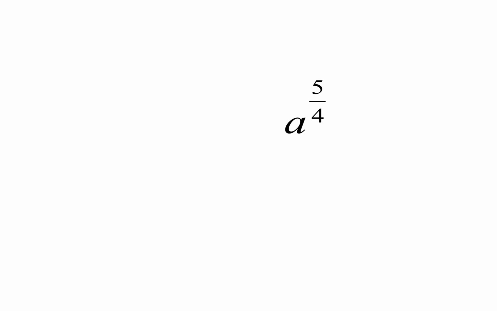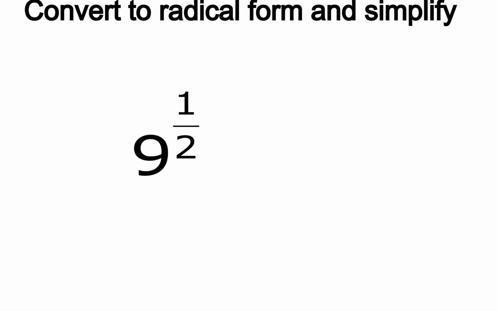For the next one, I have this to be my in. I have the 4 to be my out. So I have the radical of a to the 5th and 4 outside. So it's going to be the 4th root of a to the 5th as my final solution. Let's jump down. Then we have to convert to the radical form and simplify.